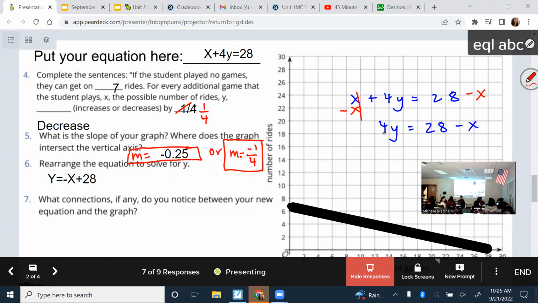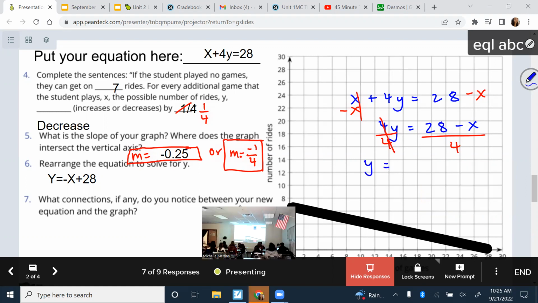Right. Good. Whatever you do on one side, do to the other, and you have to do it to the entire other side. So if you want to split it up, that's what I usually see people do. Because you can do 28 divided by 4. What's 28 divided by 4? 7. And then this is basically negative x/4 or -1/4 x. So that is it rearranged.